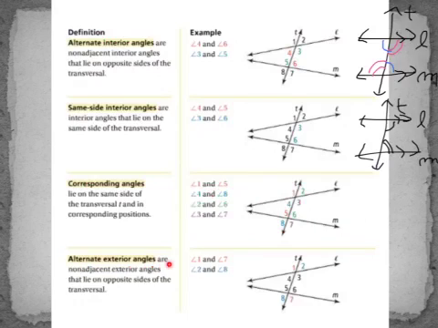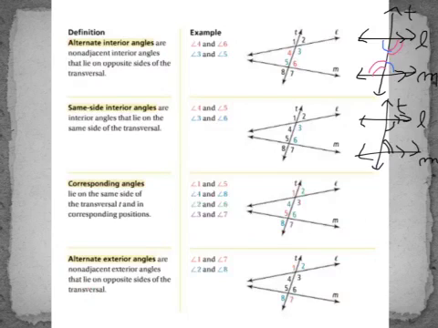Finally, alternate exterior angles are non-adjacent exterior angles that lie on opposite sides of the transversal. So this is interior, this is exterior. Alternate means opposite sides, so 1 and 7 and 2 and 8. Again, if the lines were parallel, they would be congruent, and 2 and 8 would be congruent. But we cannot assume anything about the measures here unless the lines are parallel.